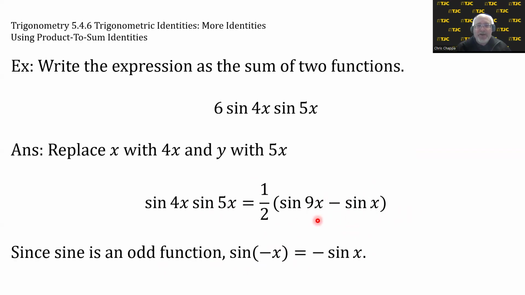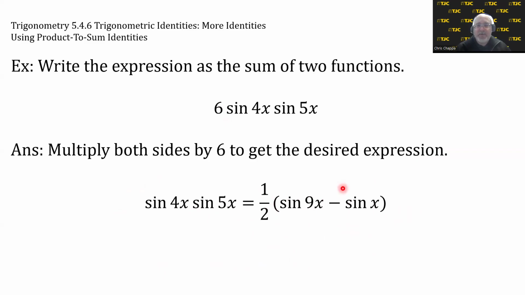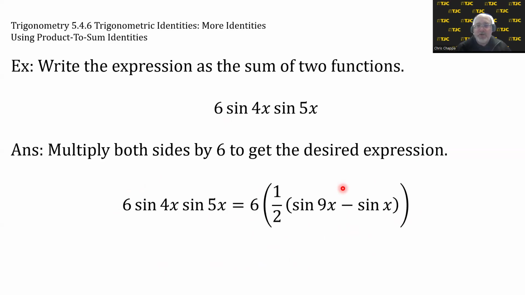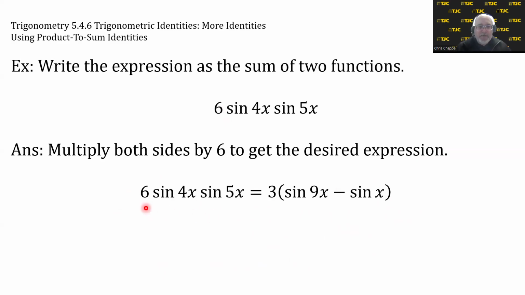Now, we need to get this 6 into the expression, so we could just multiply both sides of the equation by 6. And that'll give us 6 on the left, and 6 times 1/2 on the right will give us 3. Therefore, 6 sine of 4x sine of 5x equals 3 times sine of 9x minus sine of x. Could we distribute the 3? We could. Is there a benefit to it? I don't think so.